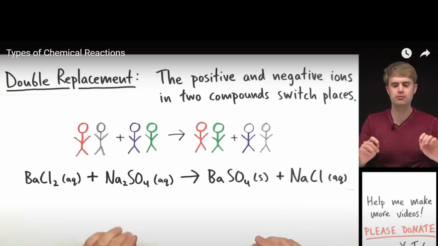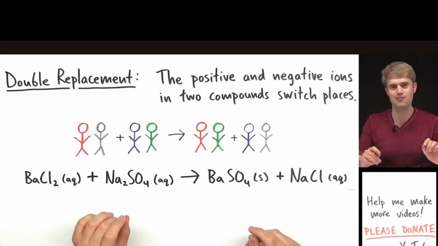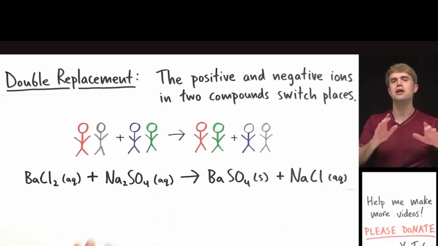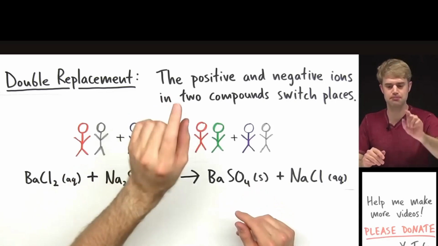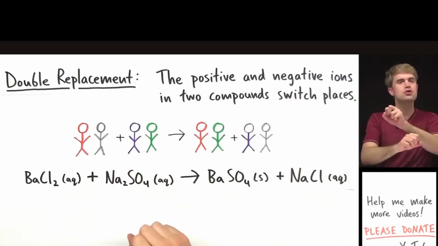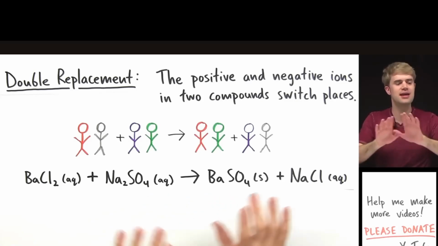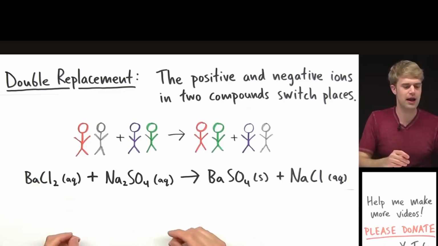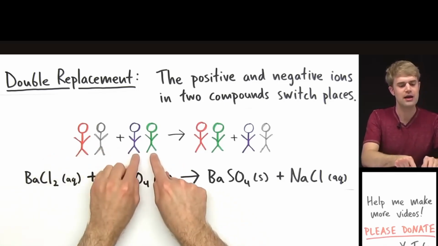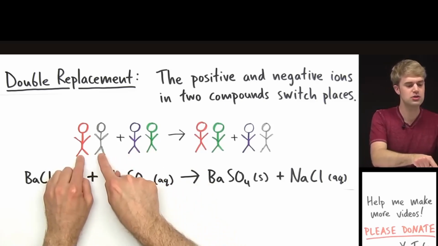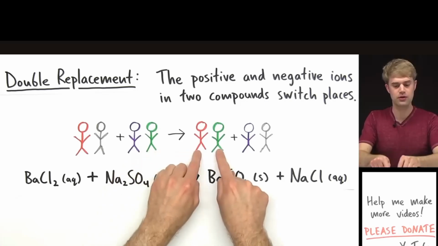Okay, so double replacement reactions are not nearly as heartbreaking as single replacement reactions. Here's why. Because in a double replacement reaction, what happens is the positive and negative ions in two compounds just switch places. Nobody gets kicked out in a double replacement reaction. In a double replacement reaction, it's just like you have two different pairs of dancing couples, and the red, which used to be with the gray, ends up with the green.